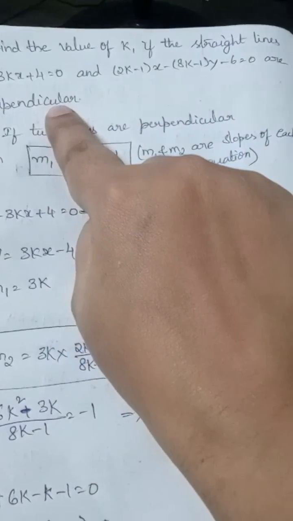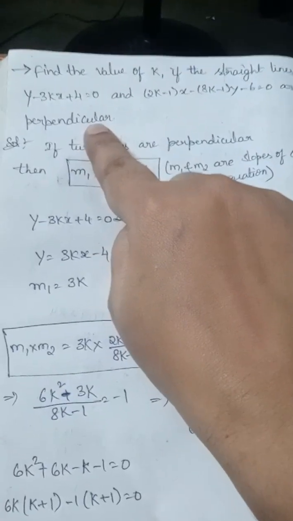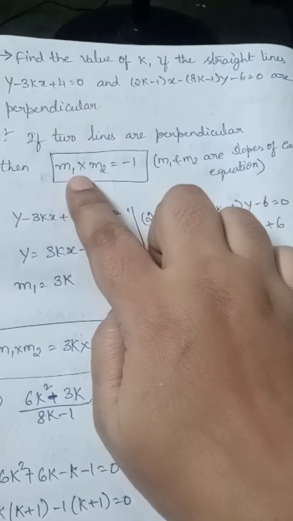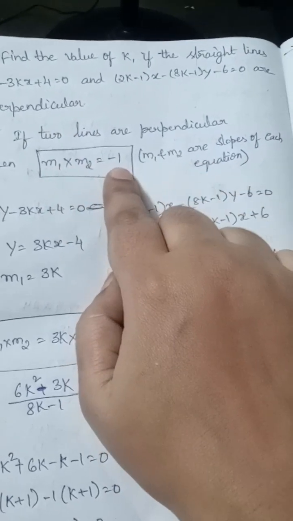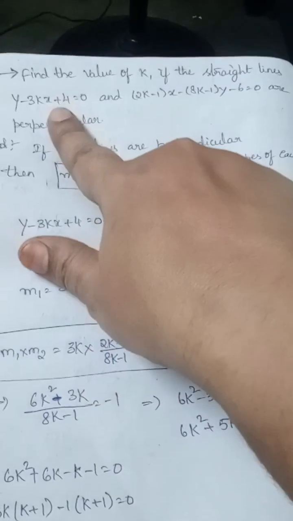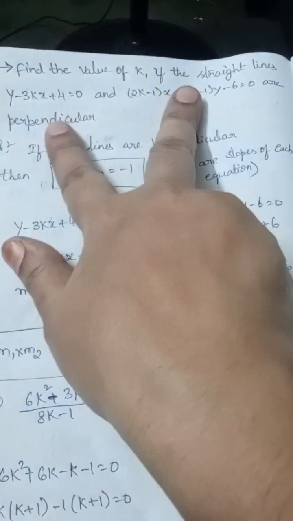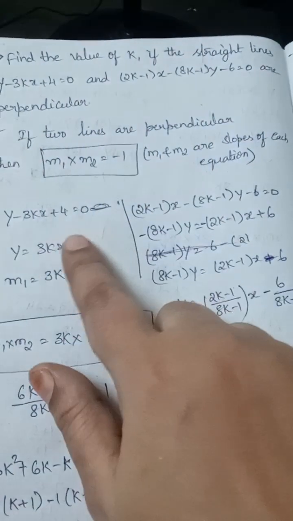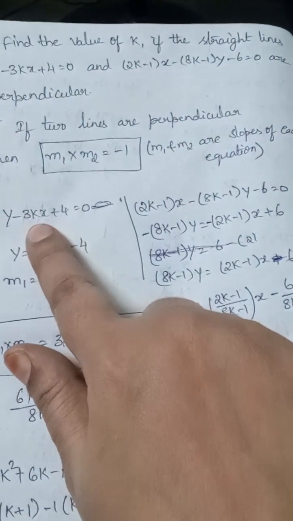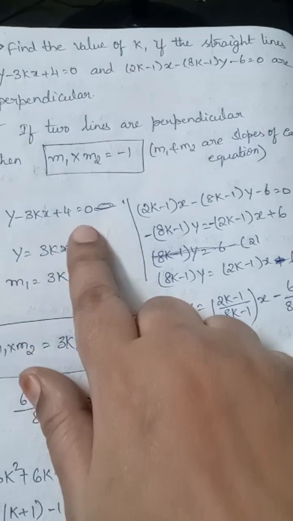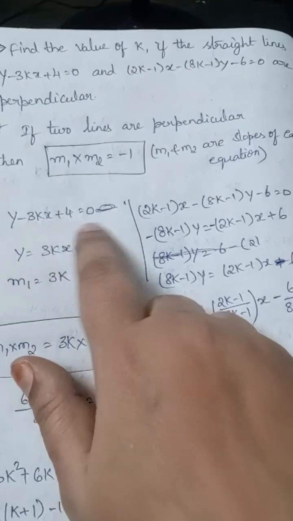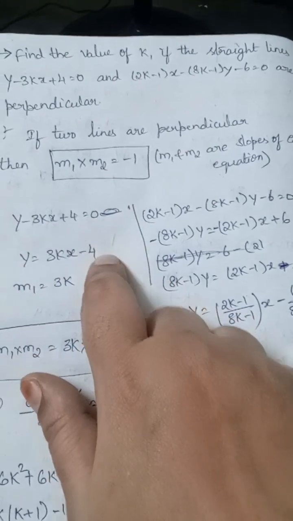If two given straight lines are perpendicular, then what is the condition? The product of the slopes of the two lines is equal to -1. So first we have to take the slopes for each straight line given. For the first one we have y minus 3kx plus 4 equal to 0, so y equal to 3kx minus 4.